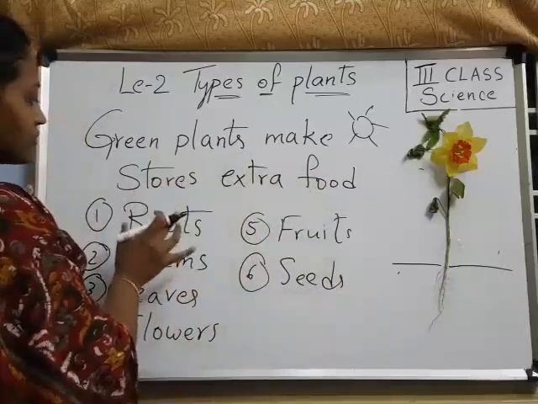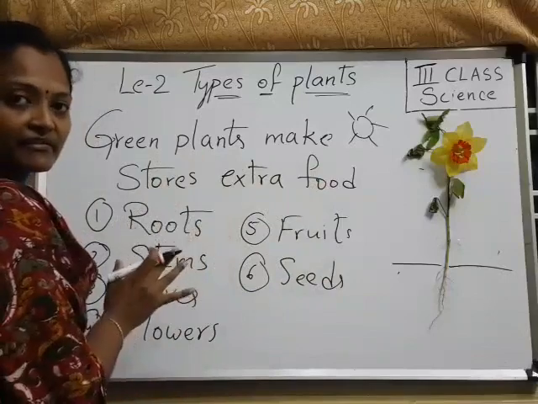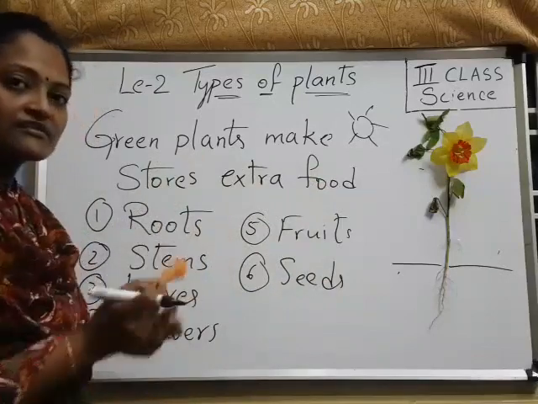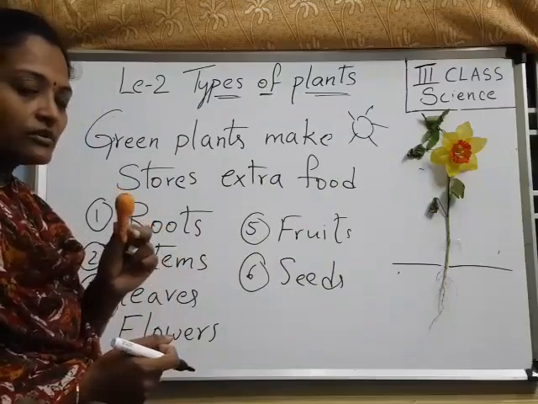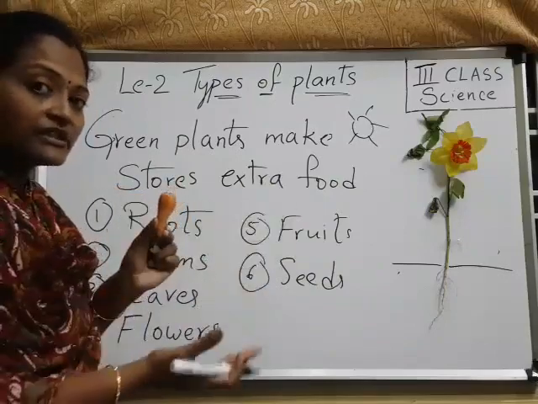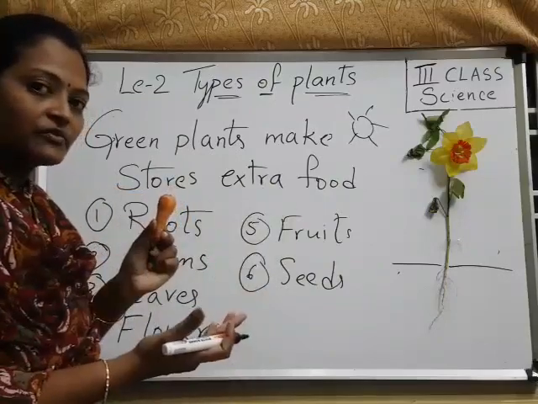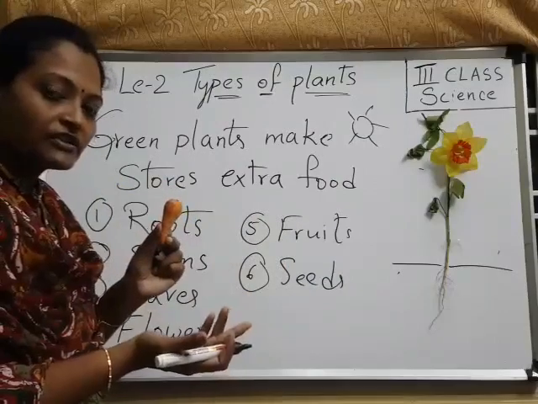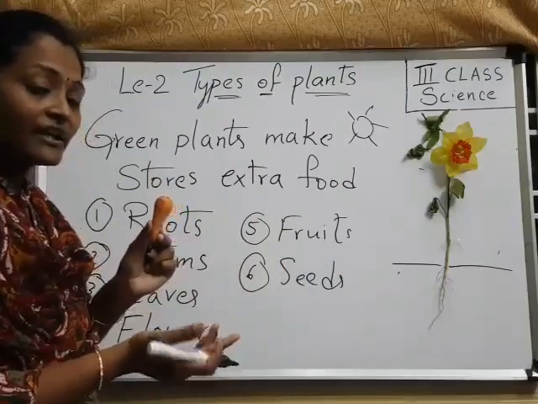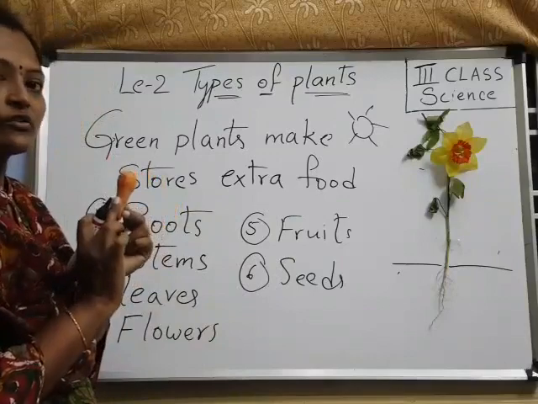Understood, children? So the root example is carrot. Understood? Just now I showed, no? This is a root. See, after preparing food, the plant uses some for its growth. The extra food is stored in the root.